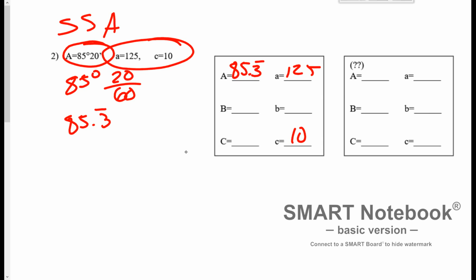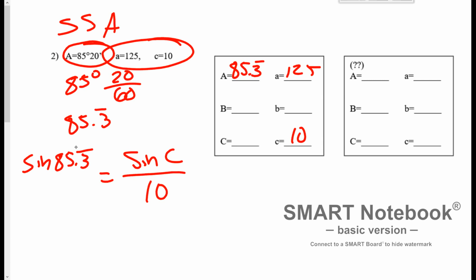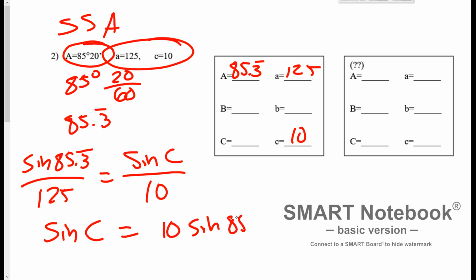So we set up the law of sines. I want to find sine of C, so that would go on top. On the bottom would be its side. Set that equal to what I'm given, right? Sine of 85.3 repeating, or 85 plus 1/3, and then over the side. So we solve for this. Sine of C is equal to 10 sine of 85.3 repeating all over 125.